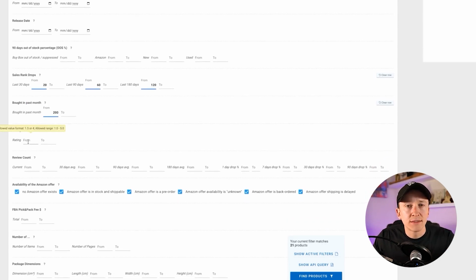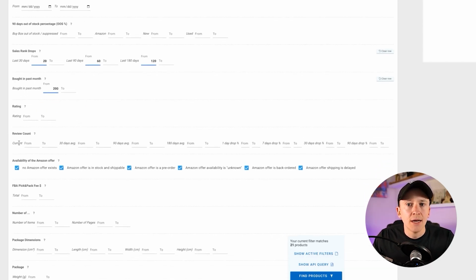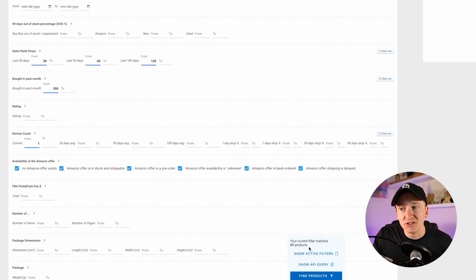Rating, if you want to see things that are over 3 stars or 4 stars on average, then you can do that. Review count is important because maybe it's a newer product and you're looking to see that, hey, the reviews have been going up. Maybe there's just at least 1 review on the product. I like to make sure that there's 1 review typically, and that didn't change it at all.